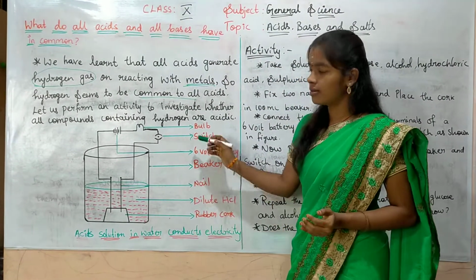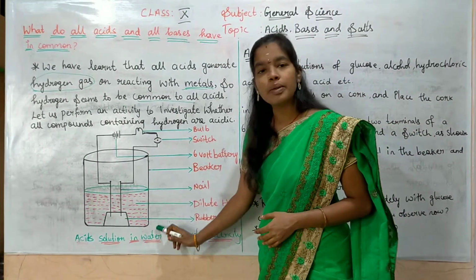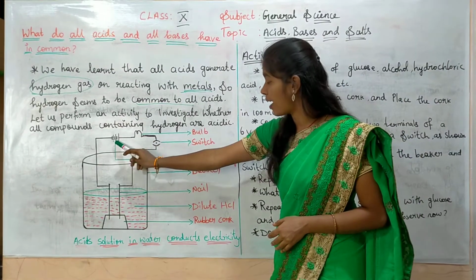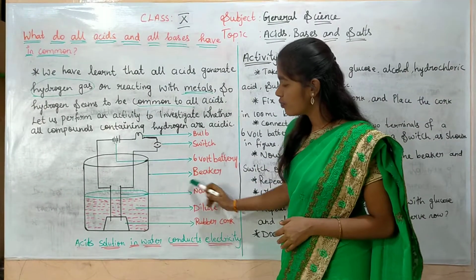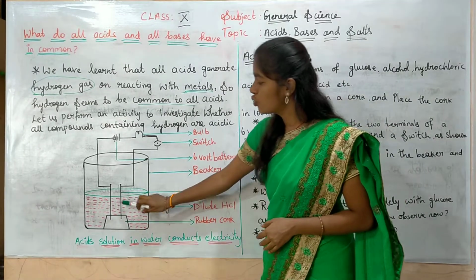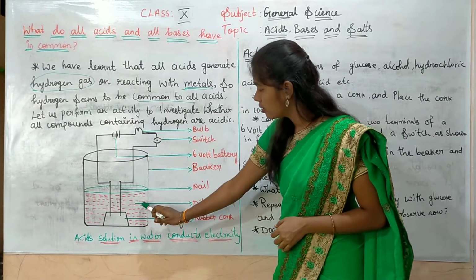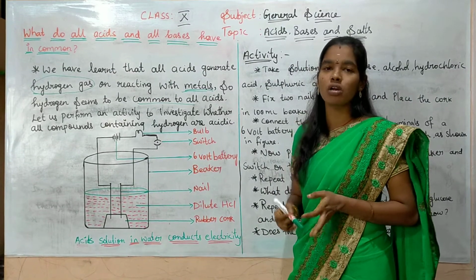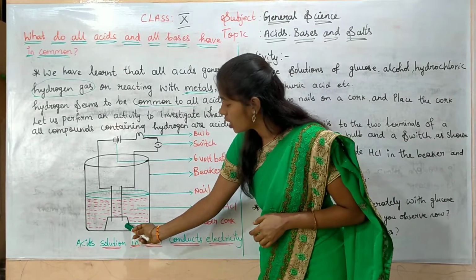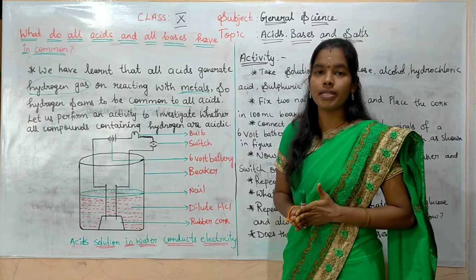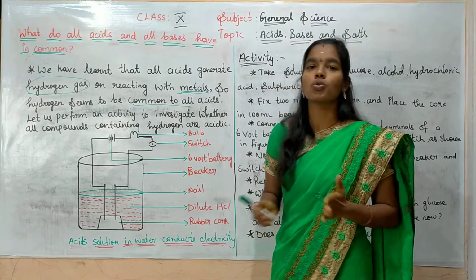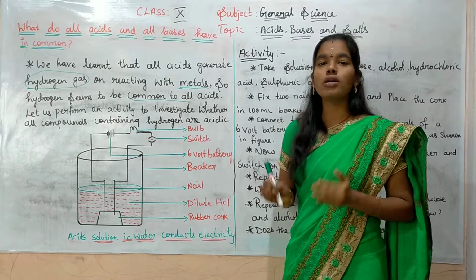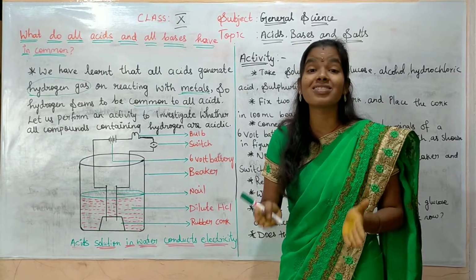For that, what are the materials we require? You can see a 100 ml beaker, a bulb, a 6 volt battery and a switch, and 2 iron nails. We require dilute HCl, sulfuric acid, glucose, alcohol solutions, and a rubber cork. These are the required materials. We have to arrange them as shown in the figure.